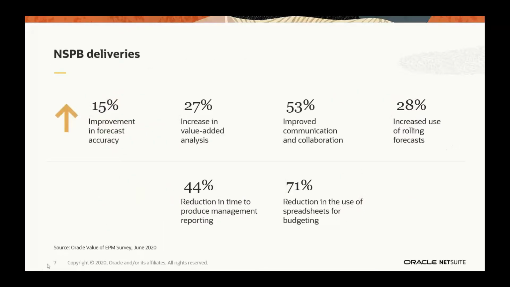Now, what NSPB delivers, or what our customers have brought back to us, again a snapshot from June last year from the Oracle Value EPM survey team, is that we offer more than 15% improvement of forecasting accuracy, 27% increase in value added analysis, 53% improved communication and collaboration between teams, meaning that you're not having to consolidate all of the existing spreadsheets into one. You can collaborate with each different team member and get them to upload their departmental budgets.